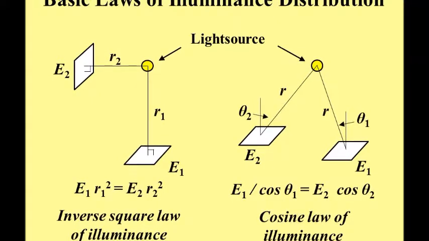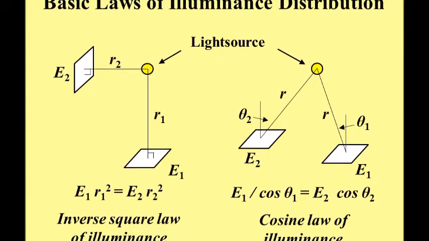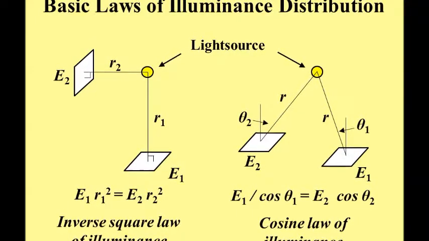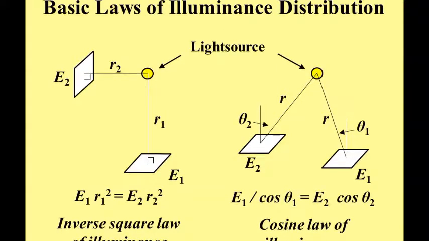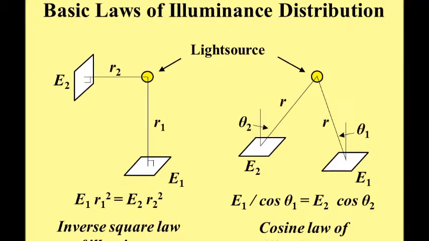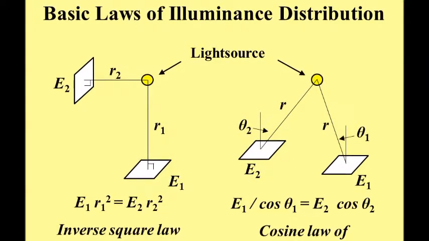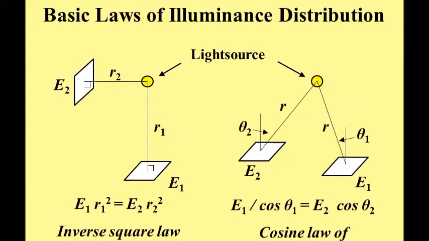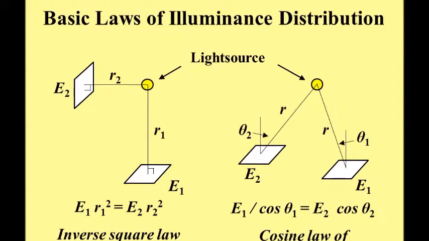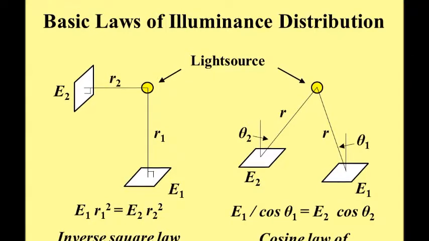When you want to calculate the illuminance of vertically incident light from a point light source, the value of the illuminance is in inverse proportion to the square of the distance from the light source to the point, according to the inverse square law of illuminance. And when you want to calculate the illuminance of non-vertically incident light from a point light source, the value of the illuminance is in proportion to the cosine of the incident angle, according to the cosine law of illuminance.